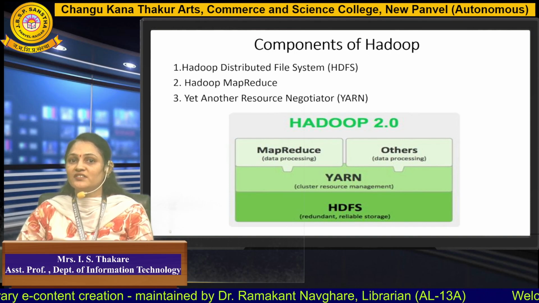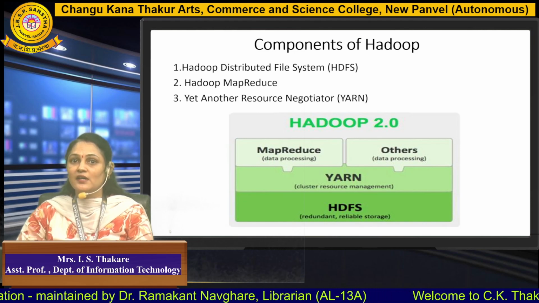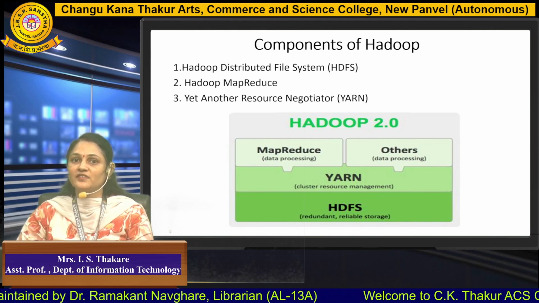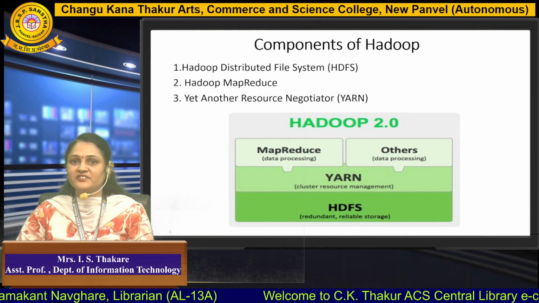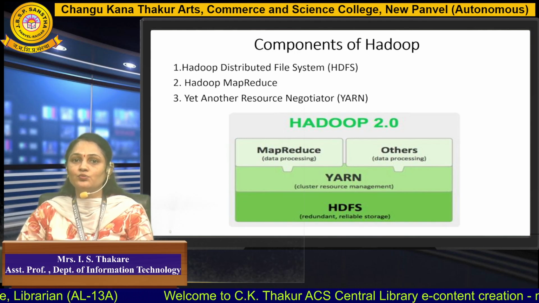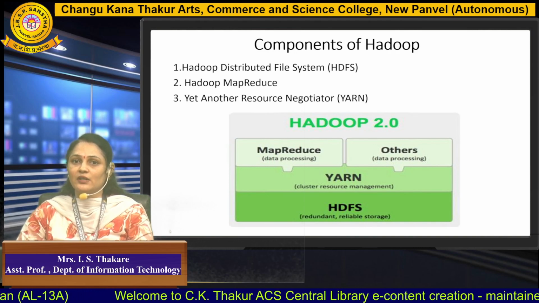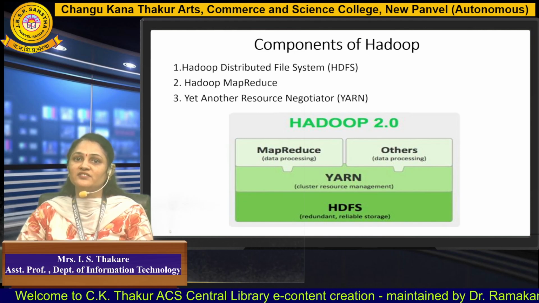So now the task of the MapReduce is only data processing, and the task of the YARN, Yet Another Resource Negotiator, is resource allocation. So these are now the three main important components of the Hadoop.